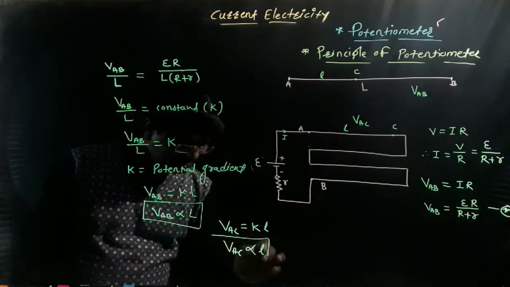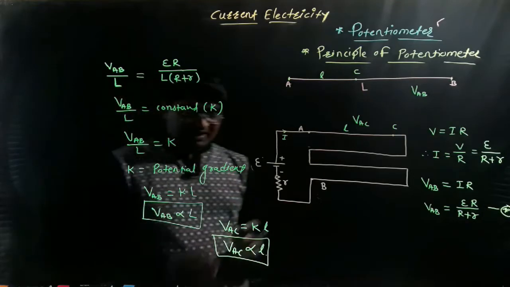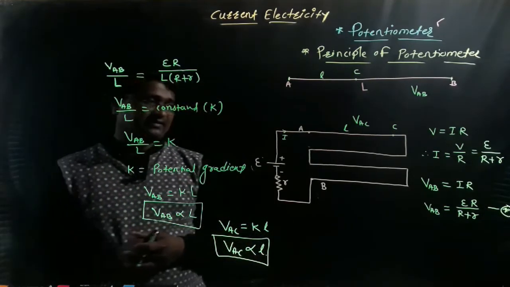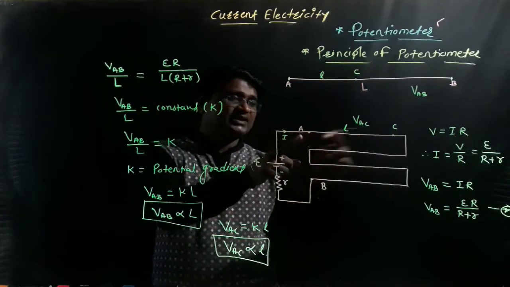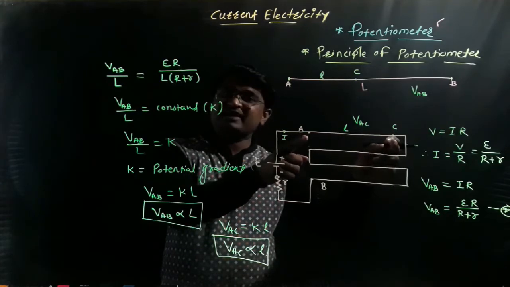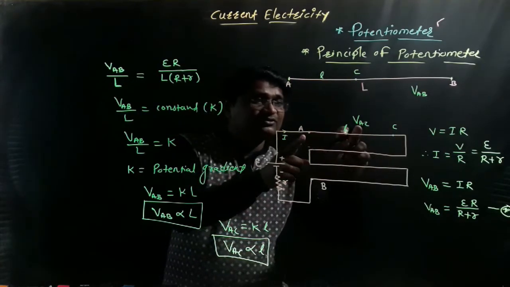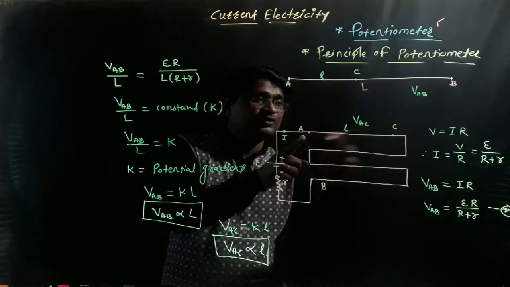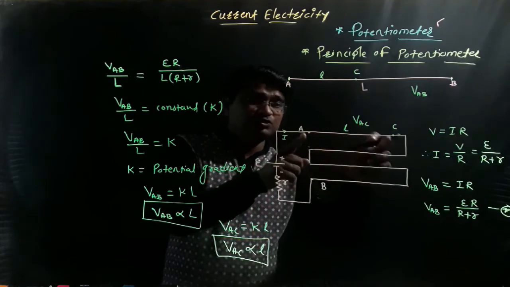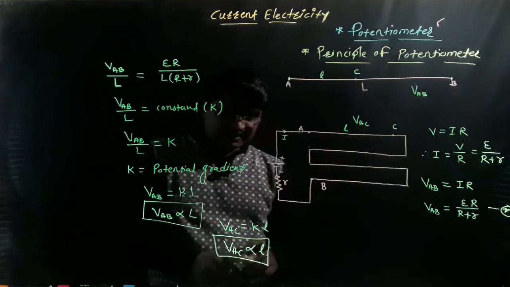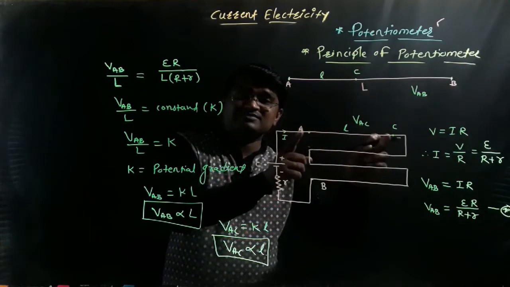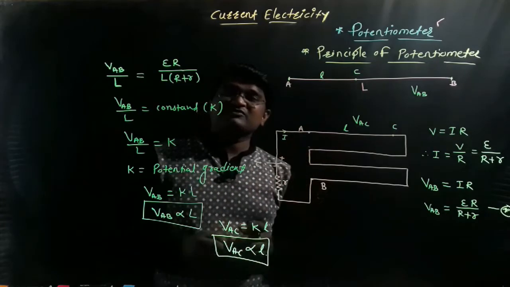So this is the very easy principle of potentiometer. Let's see the actual meaning of VAC being directly proportional to l. VAC is a portion of the given wire AB, and this portion is denoted by AC, whose potential difference between two points is denoted by VAC. This potential difference between any two points on the potentiometer wire is directly proportional to the length of the same portion, the length of the same segment. So this is the principle of potentiometer.